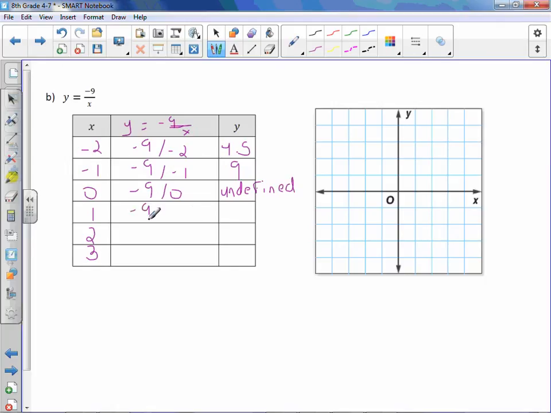All right, let's plug in 1. -9 divided by 1 is -9. -9 divided by 2 is -4.5. And -9 divided by 3 is -3. Now in this graph, I'm actually going to count by 2's here. So 2, 4, 6, 8, and negatives. -2, -4, -6, and -8.